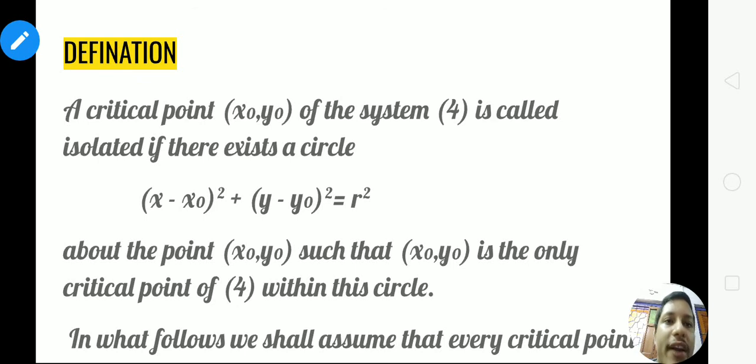Definition: a critical point (x0, y0) of the system 4 is called isolated if there exists a circle (x - x0)^2 + (y - y0)^2 = r^2, which we know is the equation of a circle about the point (x0, y0), such that (x0, y0) is the only critical point of 4 within this circle. In what follows, we shall assume that every critical point is isolated.